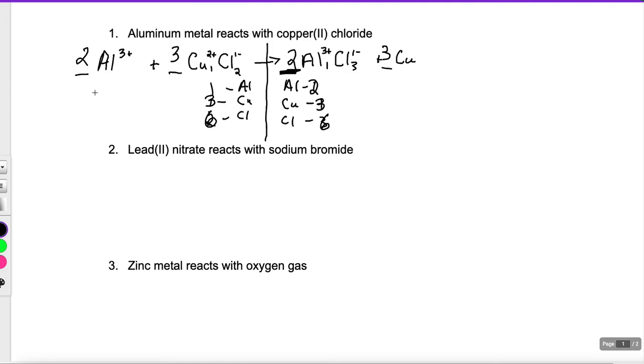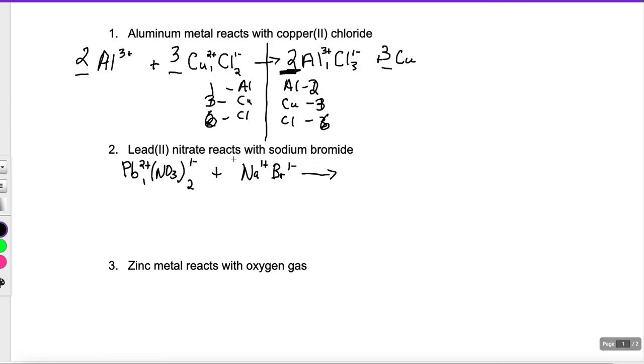Okay, the next one. Lead 2 nitrate. So we're going to write the formula. Lead 2 positive, nitrate, NO3 1 minus. I'm going to crisscross, Pb(NO3)2, reacts with sodium, Na 1 positive, bromide 1 negative. I'm looking up the charges on the tan chart. If the charges are the same, you don't have to crisscross.